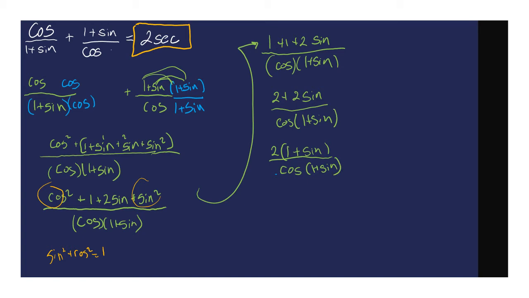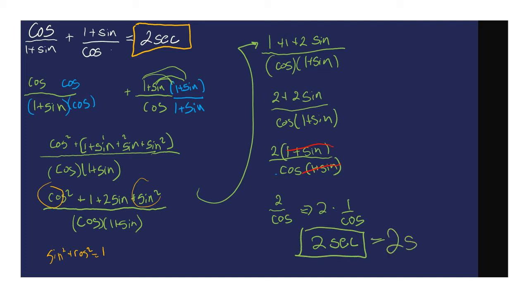Hey, look at that, everything's multiplied. We can cancel these out and simplify things a little bit, and we're left with 2 divided by cosine, which is the same as 2 times 1 over cosine, which is the same as, given our reciprocal identities, 2 secant. And now we have both sides matching each other, and we have proven this trig identity.